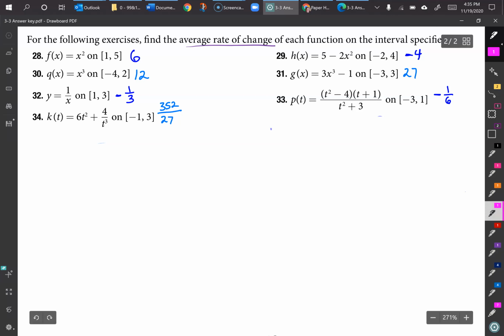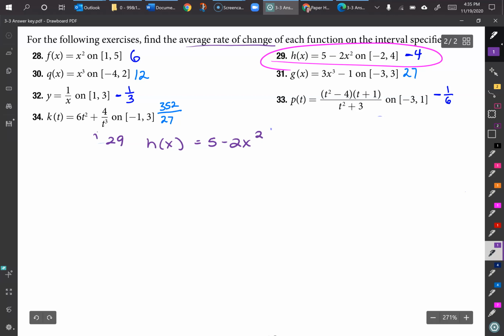So I think I'll pick 29 because that one looks a little tricky. So we'll do h of x equals 5 minus 2x squared. And it's only over the interval -2 to 4. So that's our domain. We have those as our endpoints. So if we plug those in for each x, then we can figure it out.